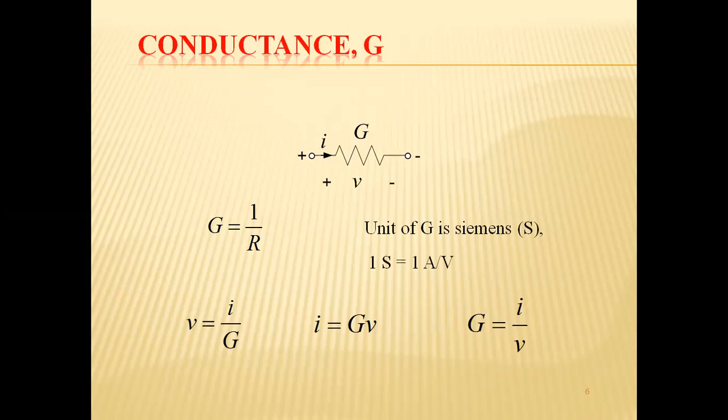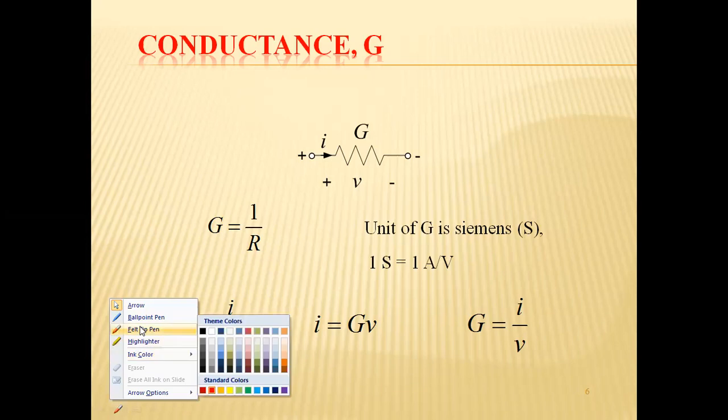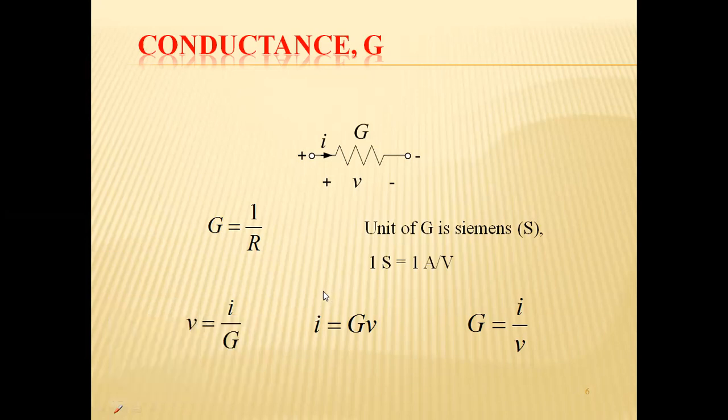According to these equations, I can show you how we got them using the previous equation. V is equal to IR, so R is equal to 1 by G. So V is equal to I by G, and I is equal to GV. And finally G is equal to I by V.